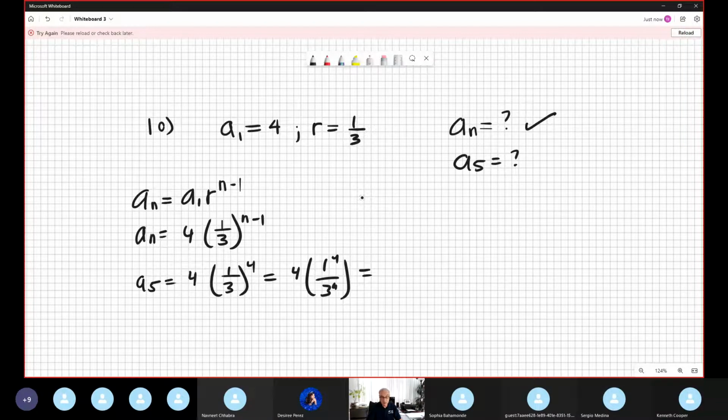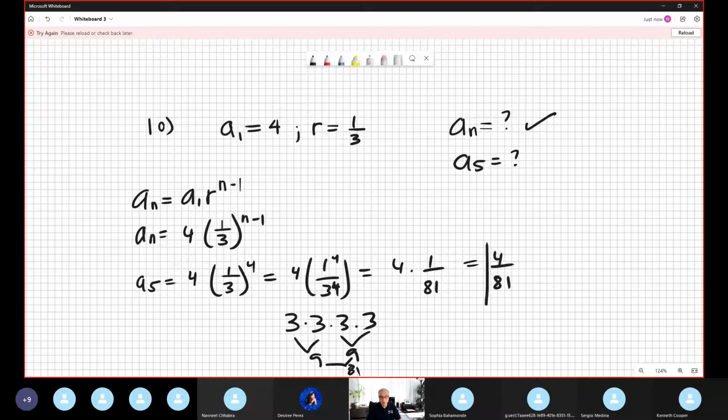And this is 4 times 1/81, because it's 3 times 3 times 3 times 3. This is 9, this is another 9, together it is 81. Or use a calculator, either way. Then the answer is 4 over 81. This is the answer for this.